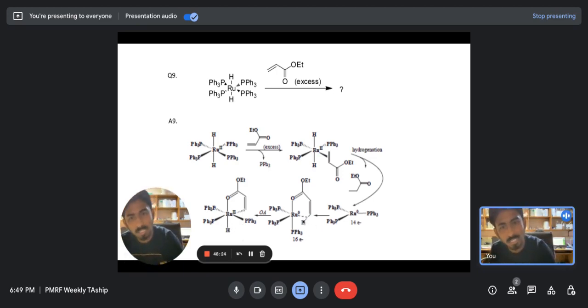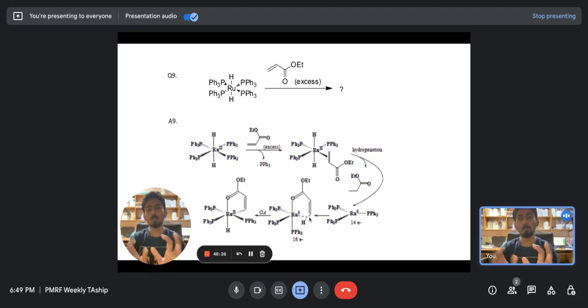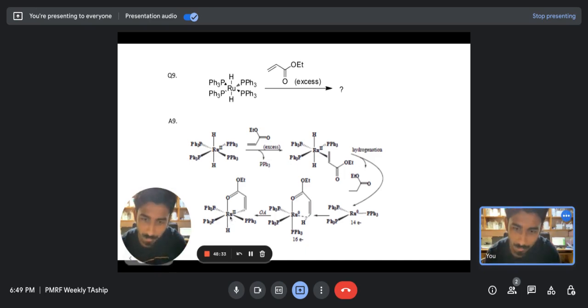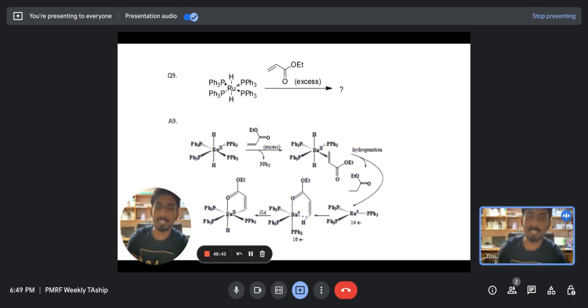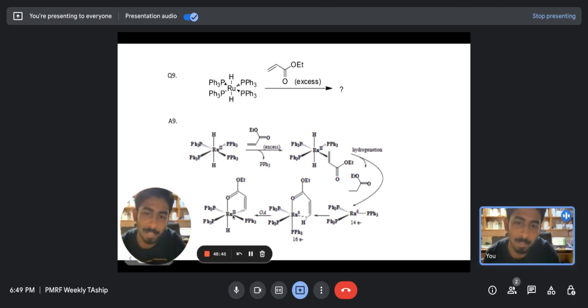I have already told you that when the bond is non-polar in nature, the oxidative addition is cis in fashion. So here you can see this carbon and hydrogen are cis. That's why in this case, from this 18 electron species, we reach the cyclometallated species. The carbon is bound to ruthenium, and the other is the hydride. So we have a ruthenium hydrido alkyl complex.